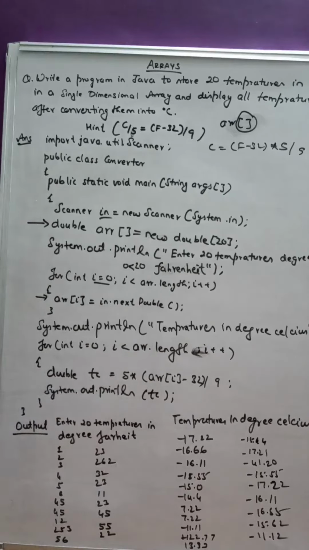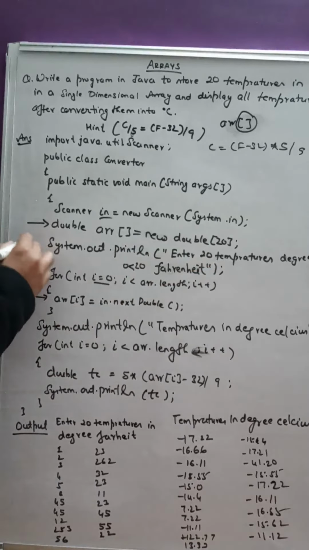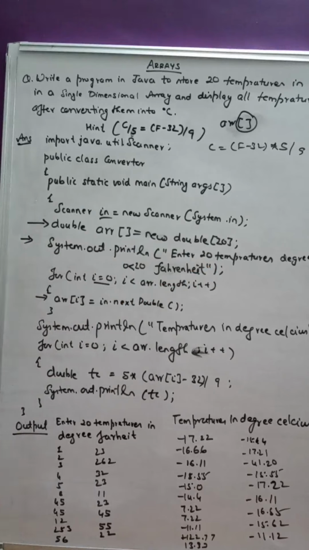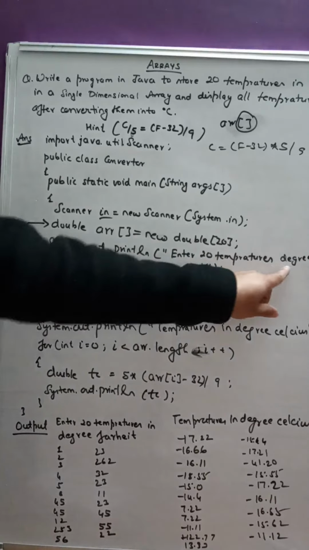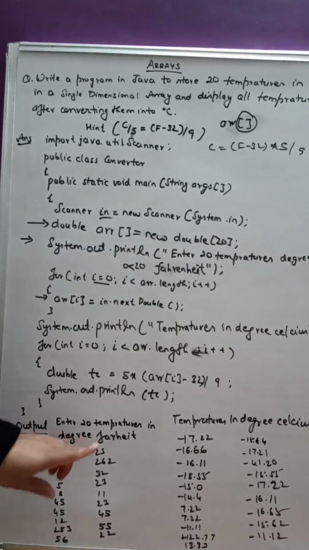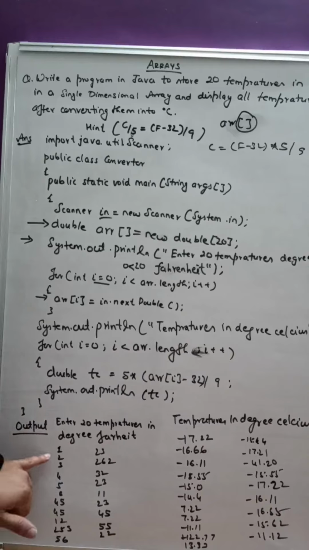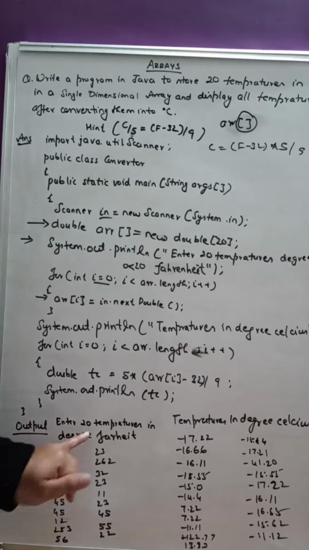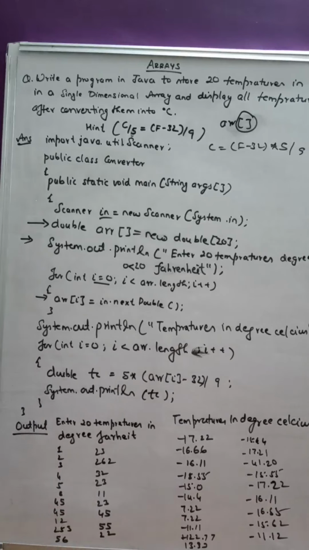Now talking about the output that you will see over here. In the output you can see that first you will be entering the 20. So this will be the first line in the output. It will be written: enter 20 temperature degree Fahrenheit. Okay, so this is written, and then the input that we are giving over here is 1 2 3 4 5 6 and so on. 20 values will be taken in degree Fahrenheit.